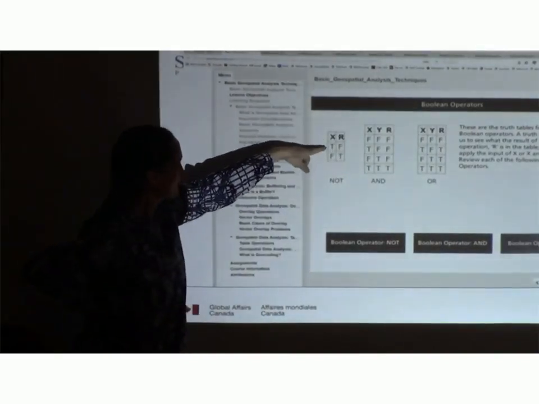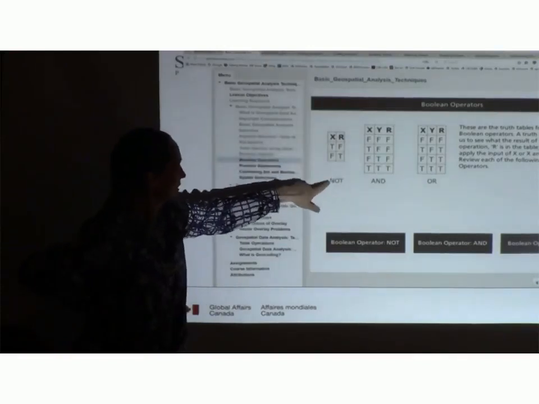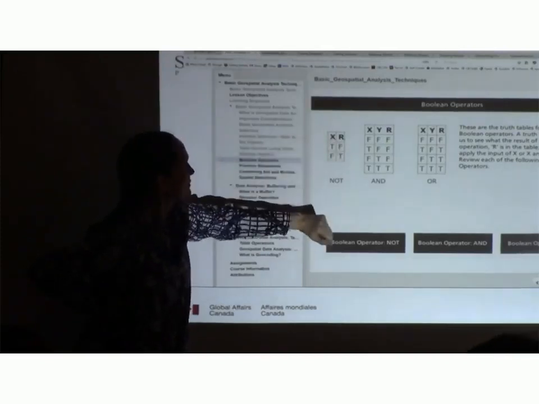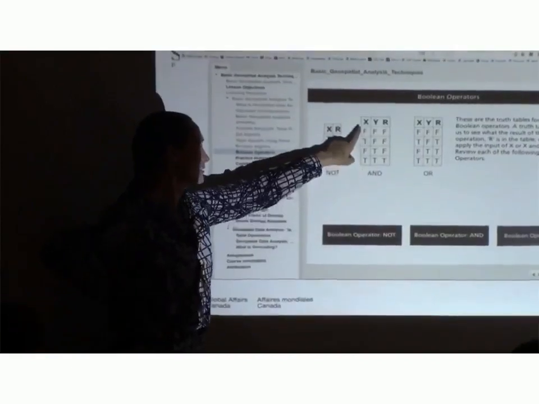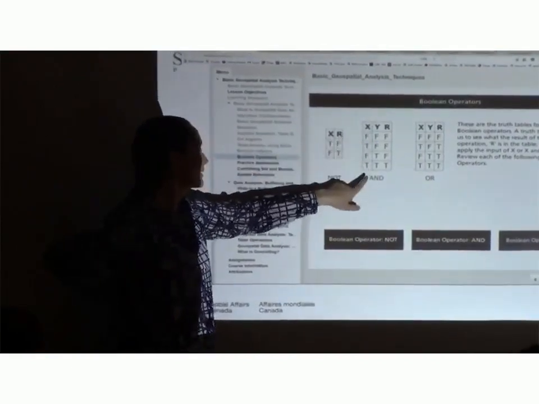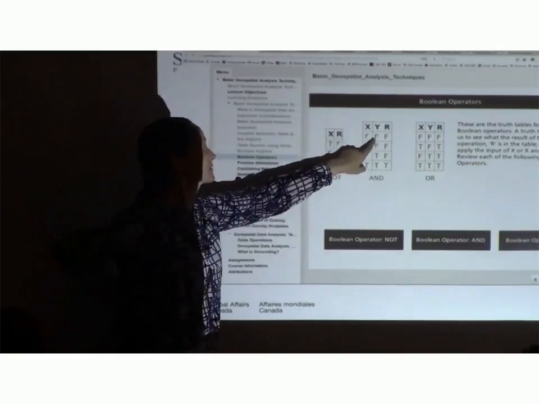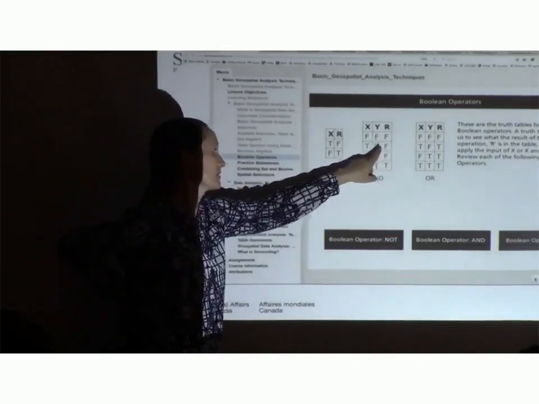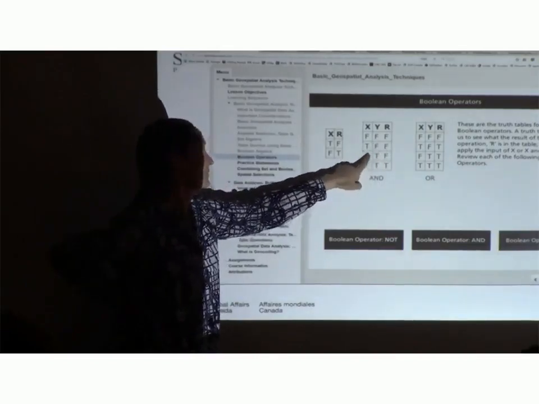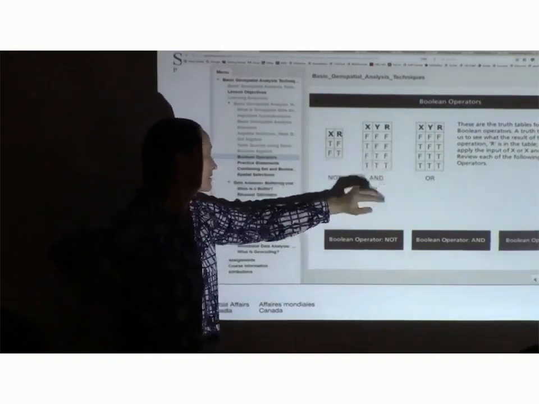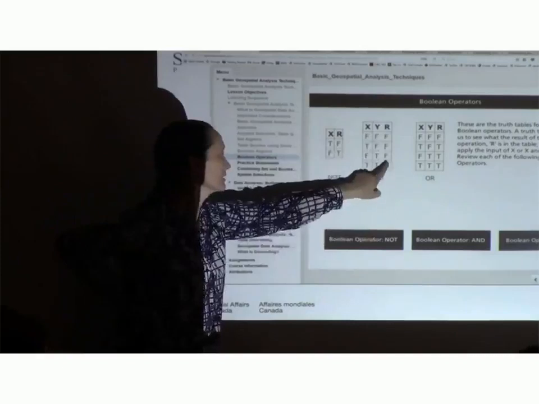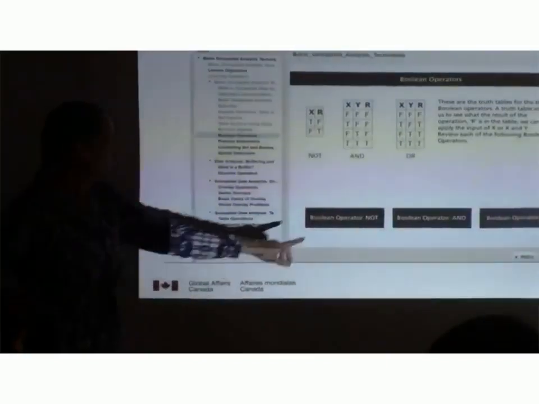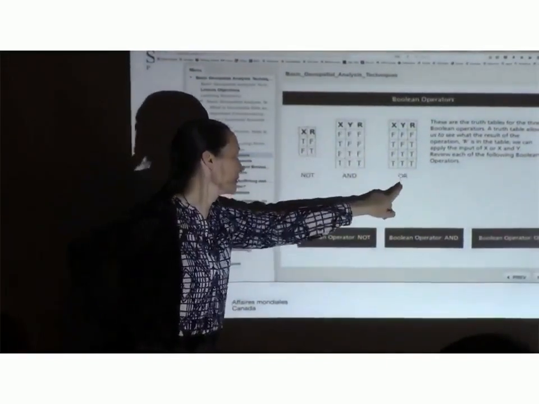If X is true and you're using a NOT operator, then NOT returns false. Not true is false. Not false is true. The AND operator looks at X and Y, and a false and a false, the result is false. A true and a false is false because one of them is false. If X is false and Y is true, it's also false. The only way that you get a true result when you use the AND operator is when both X and Y are true. And the last Boolean operator is OR.